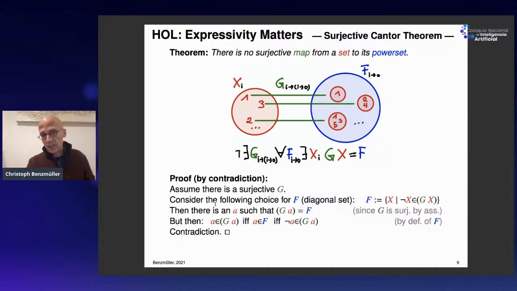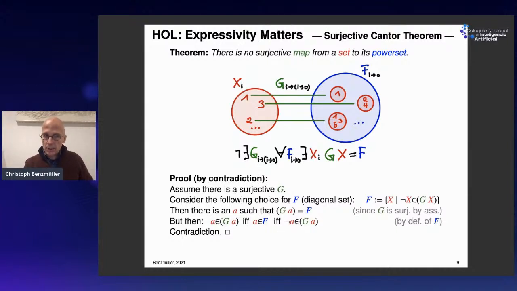And then that is the very essential step here. Consider now the following choice for F, a diagonal set construction. F is the set of all objects x that are not an element of G of x. Okay? That is the Eureka choice in the proof.